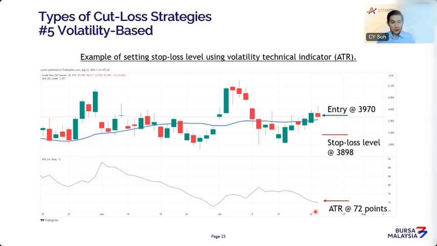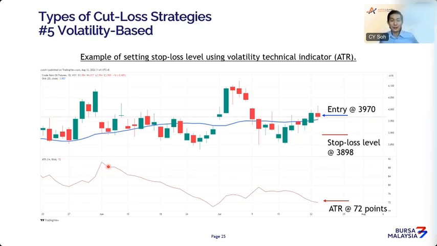Okay, so you need to know whether you are comfortable with using this volatility based stop loss level, because you can see at this period of time you are using ATR 72. All right, and during high volatility markets, you can see the ATR is also pretty high. So let's say if the ATR is 100 points, which means you need to cut loss 100 points.